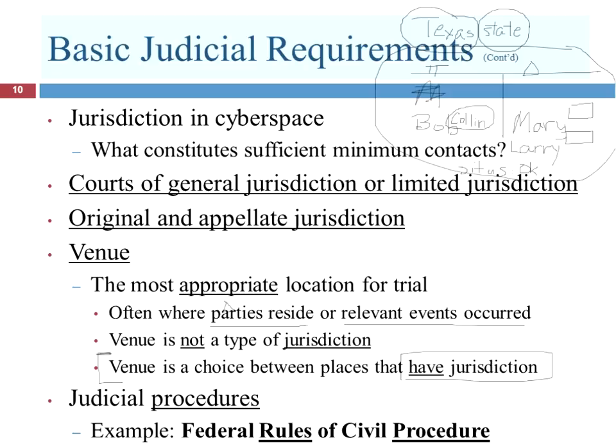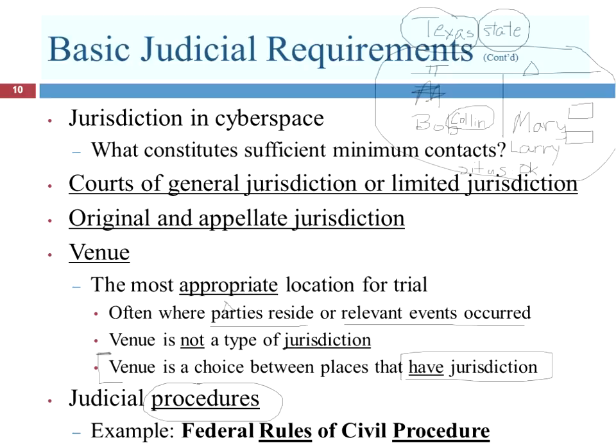Okay, so we've talked about jurisdiction and now we've talked about venue. Let's also talk briefly about judicial procedures. We talked a little bit about the difference between substantive law and procedural law in a previous lecture. Substantive law is about the rights and duties that people have. It's about the content of the law. It's the substance of the law. Procedures, though, are pretty much separated from the content of the law.